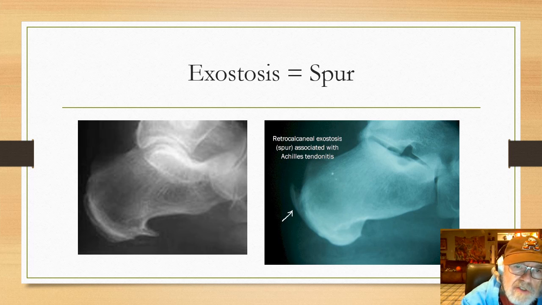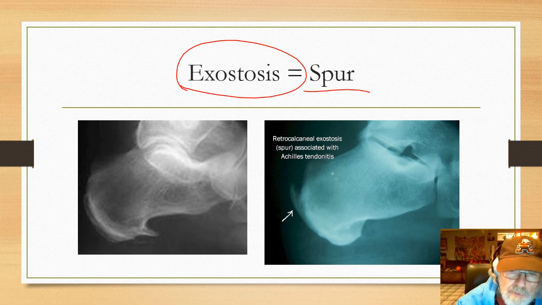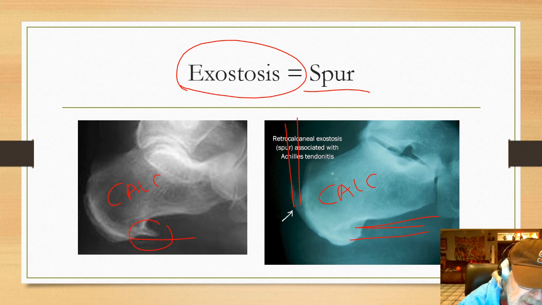Now, this is an exostosis. I said exostosis equals spur. And this is the heel bone. This is the calcaneus right here, also the calcaneus, the heel bone. The Achilles tendon would be coming up in here, and there's a band of the foot called the plantar fascia that comes right there. If we look right there, there's a spur. This is called a plantar spur because it's on the bottom.